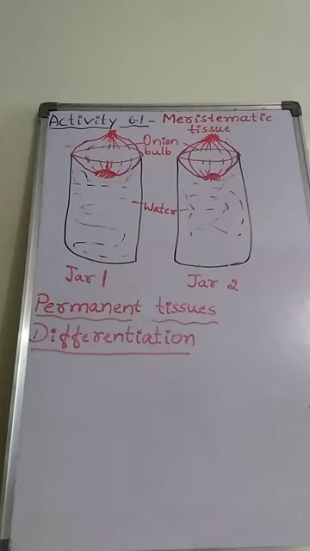Apical meristematic tissues are present either at the tip of the root or at the tip of the shoot, which is responsible for the growth of the plant, that is, it increases the length of the plant. Intercalary meristematic tissues are present at the base of the leaf or below the nodes, whereas lateral meristematic tissues are present at the lateral sides of the plant body, and lateral meristematic tissues increase the girth of the plant.